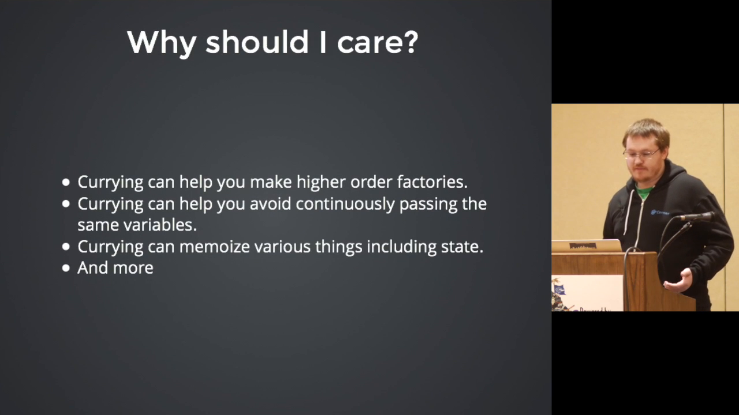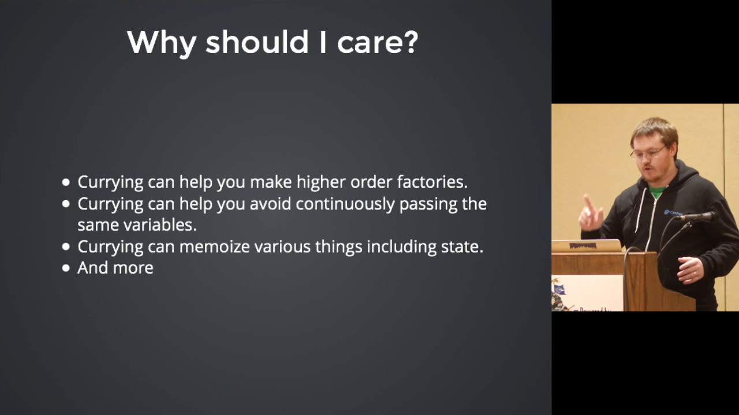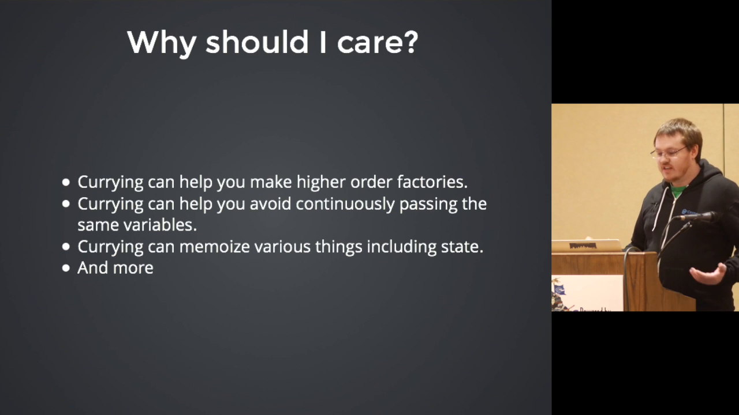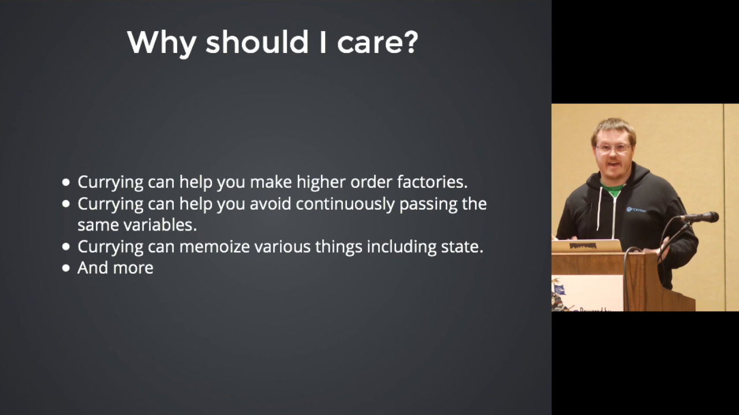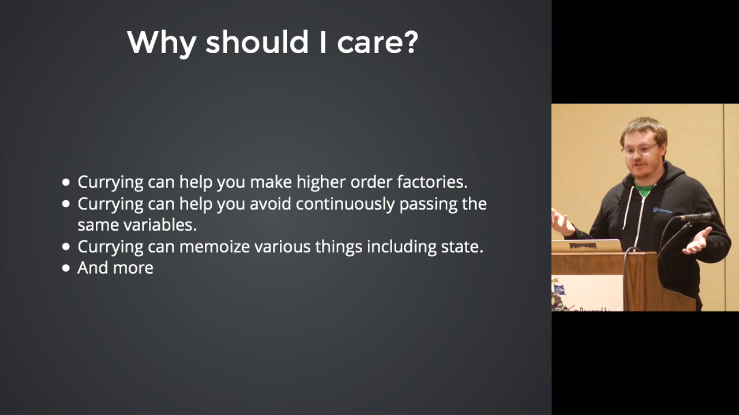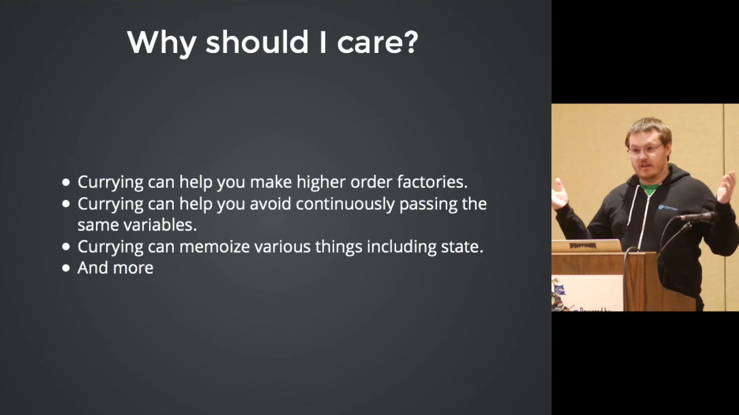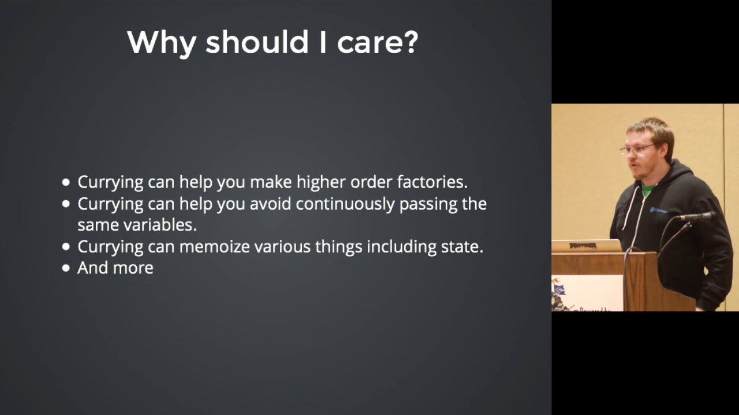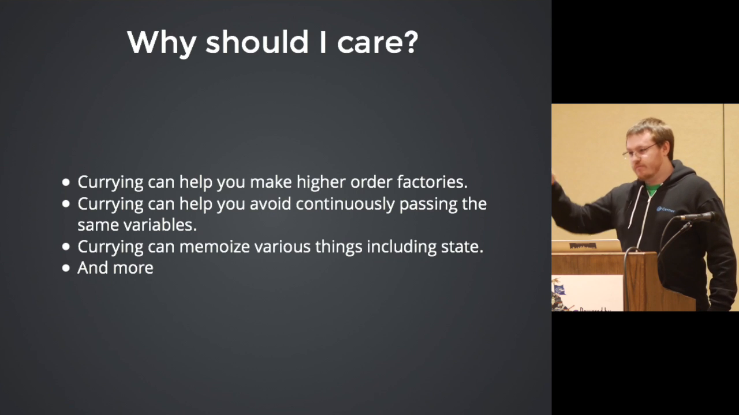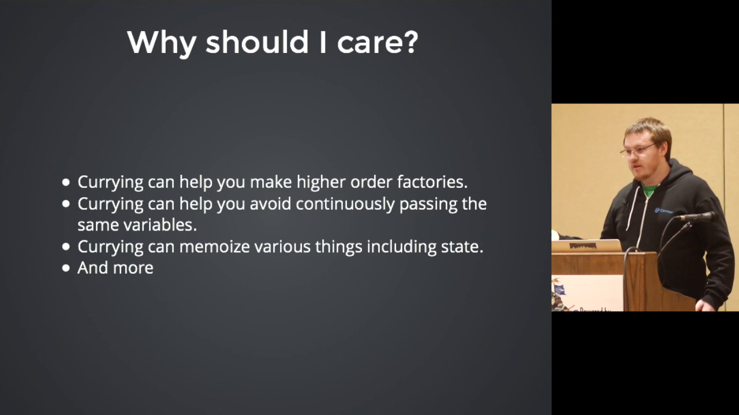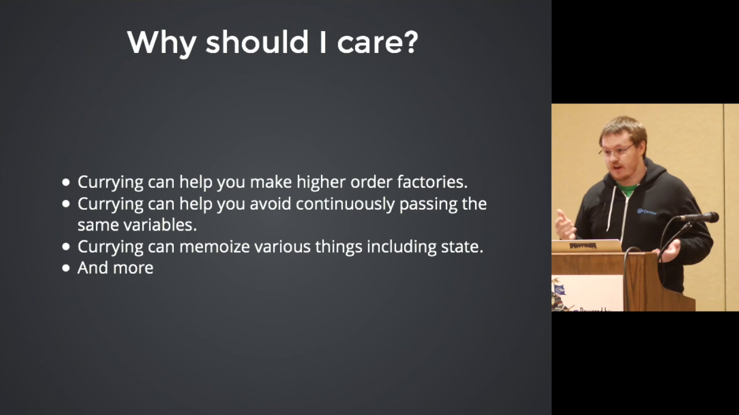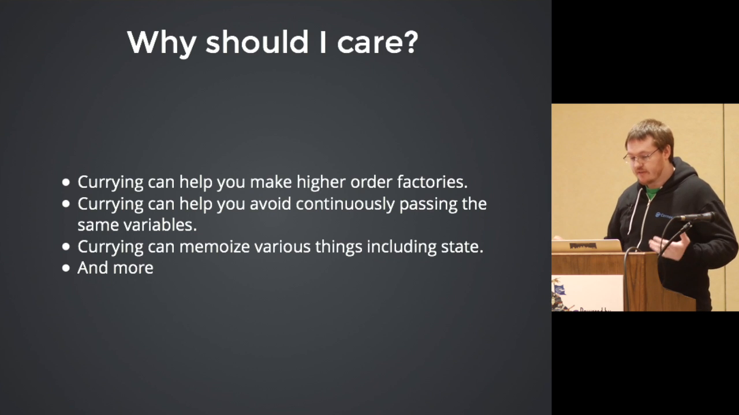So why do I care? You can make higher order factories, more on that in a little bit. You can avoid continuously passing the same variables. Let's say, just for argument's sake, I have a function add. It takes two parameters, x and y. But really I need an add 10, and it just needs to take one argument. So I'm always calling add with 10 as my first parameter over and over and over again. Well, I can curry add, memoize the first value as 10, and then I have an add 10 function, and I don't have to care about it anymore. Simple, but that's kind of the idea.